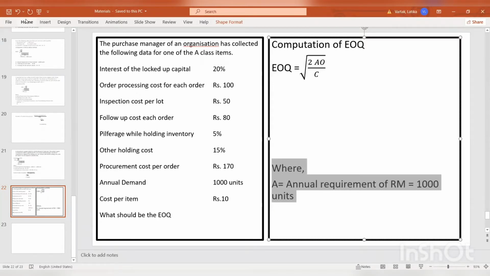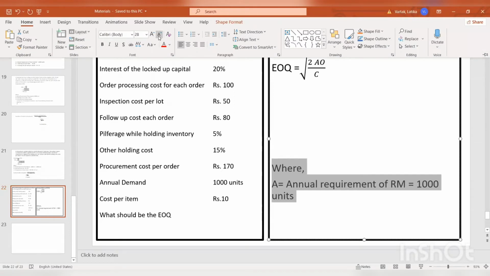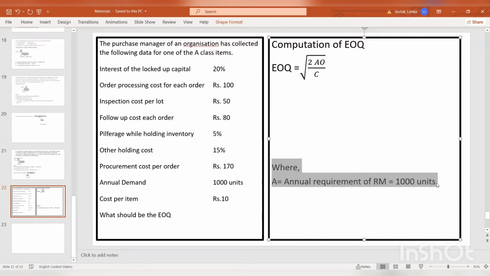After that, what they have given? What we need instead? O. So what is O? Ordering cost per order. So we'll find for O in our question what they have given. They have given ordering cost per order in several things. So we have to accumulate the ordering cost per order. So here, whenever we'll get ordering cost, we'll highlight that. Okay, so we'll go through the question.